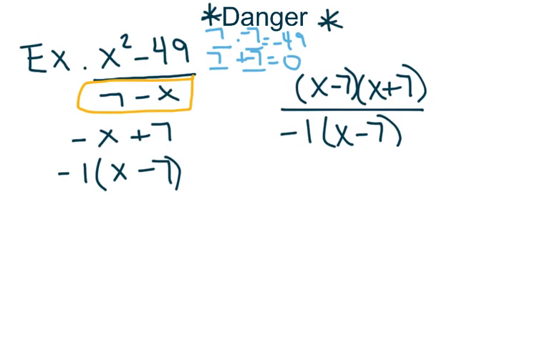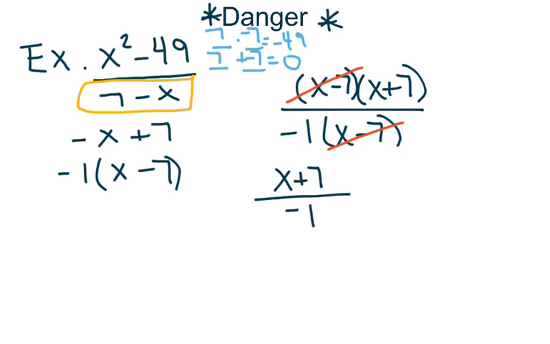Okay, so we have completely factored the top, and we have completely factored the bottom. We're looking for monomials or binomials that they have in common that you can cancel out. So the thing that they have in common is an x minus 7. I'm going to go ahead and cancel that out. And then I'm left with x plus 7 on top and -1 on the bottom.